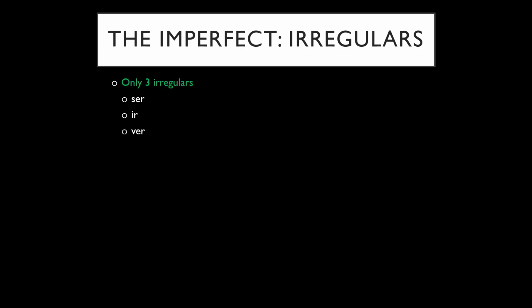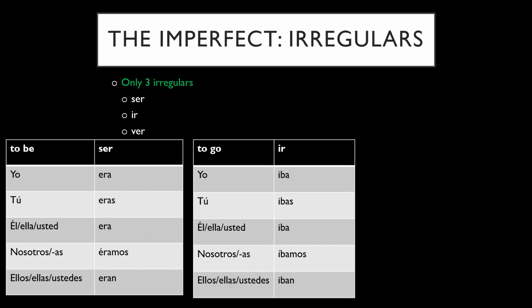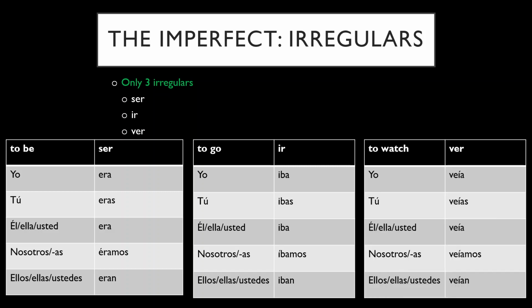Fortunately, there are no stem changers in the imperfect. In fact, there are only three main irregulars: ser, ir, and ver. The conjugations for ser are era, eras, era, éramos, and eran. The conjugations for ir are iba, ibas, iba, íbamos, and iban. And the conjugations for ver are veía, veías, veía, veíamos, and veían.